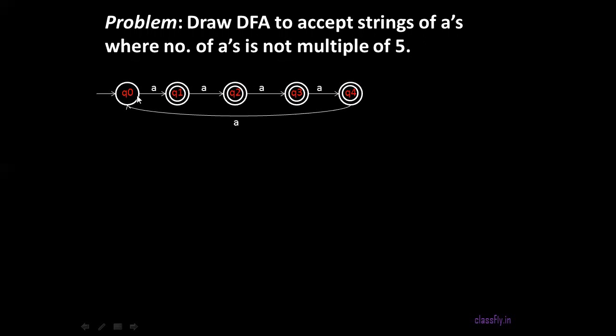One A is transmitted from Q0 to Q1 and it can end over there. So only one A is transmitted. And again, one A is transmitted, and again one A, one A and one A, and it ends. Hence it satisfies the given problem that the number of A's is not a multiple of 5, that is 5, 10, 15 and so on.